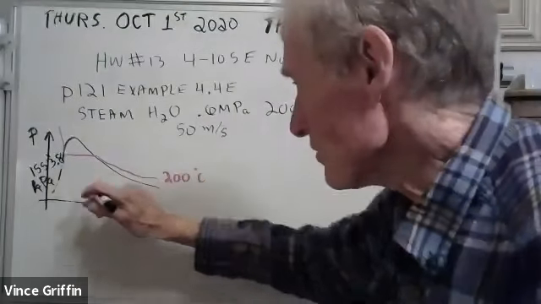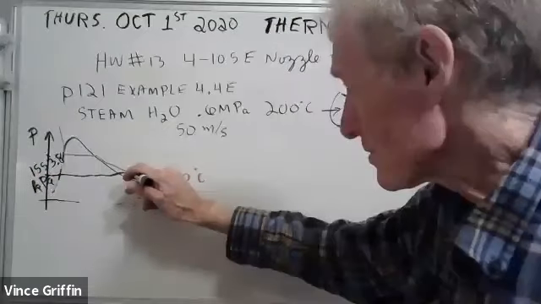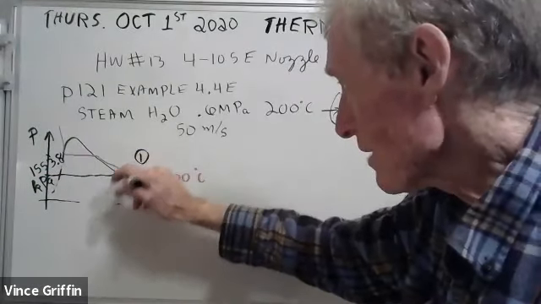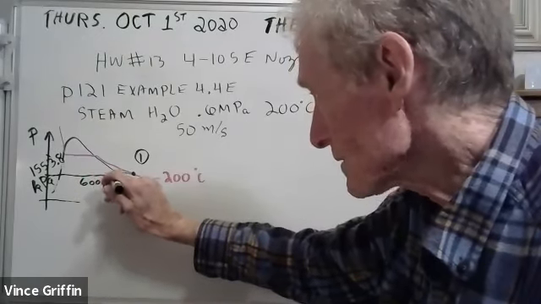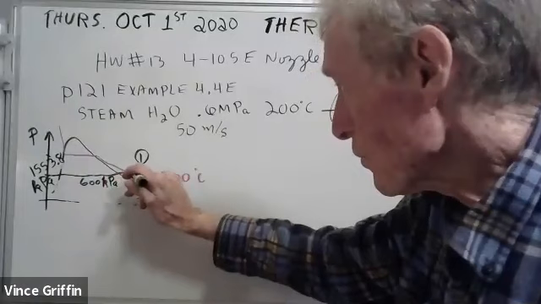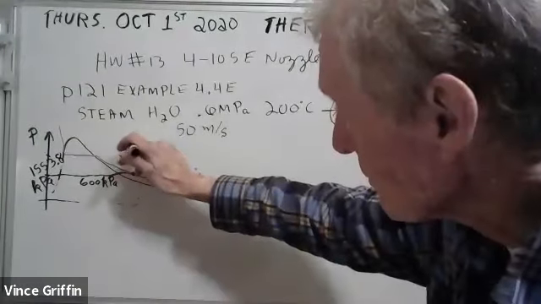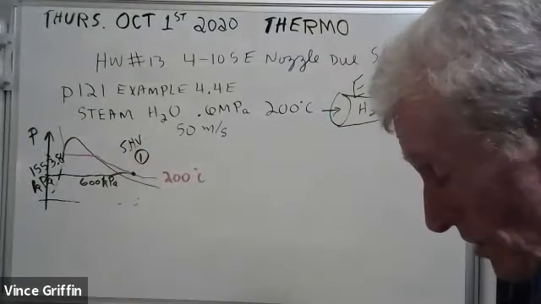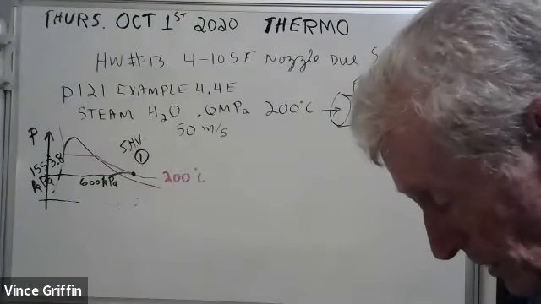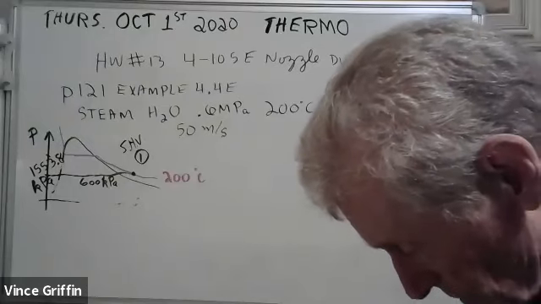Well, you know what? 600 kilopascals is a heck of a lot lower. It's down here someplace. Here's your state one. See, this is 600 kilopascals. We're out here in the superheated vapor, so you go to the superheated vapor chart. Help me find 600 kilopascals. I did. And 200 Celsius. I did. There it is.